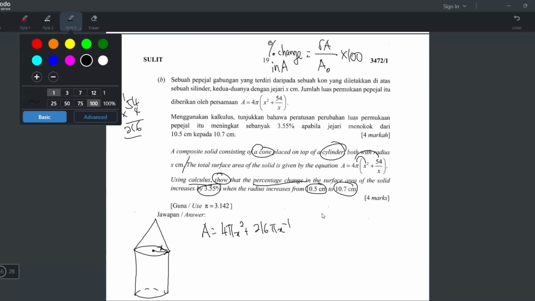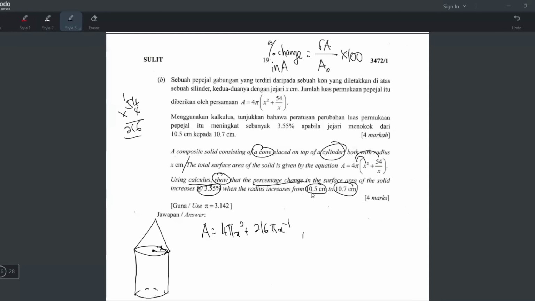Okay, they give us the radius, so we can use this information. R increases from 10.5 to 10.7. So you can find your delta R from here. Just take this one minus this one, you get 0.2.